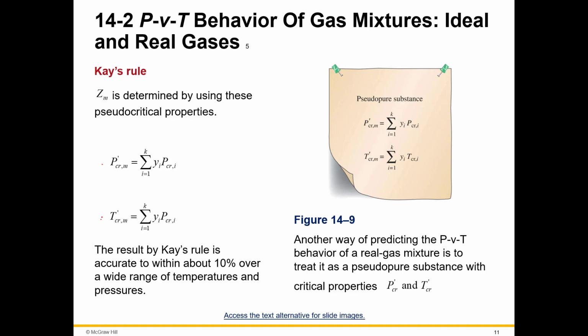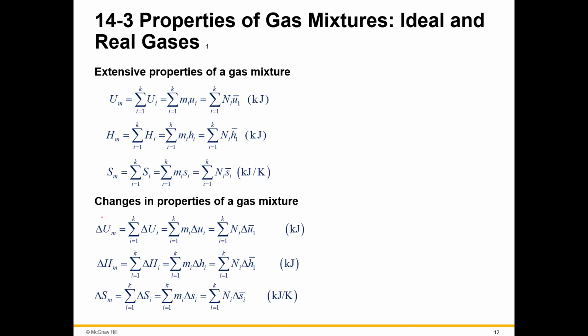Another way of predicting the PVT behavior of a real gas mixture is to treat it as a pseudo-pure substance with pseudocritical properties. Extensive properties of a gas mixture, so you have U, H, and S here, and then changes in the properties of a gas mixture, and then you have those, just the delta. And those are in kilojoules and kilojoules per Kelvin. Okay, so it just gives you these formulas.